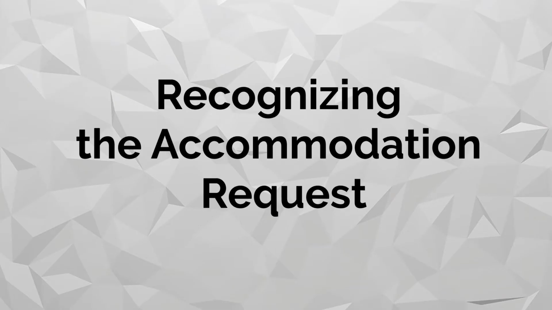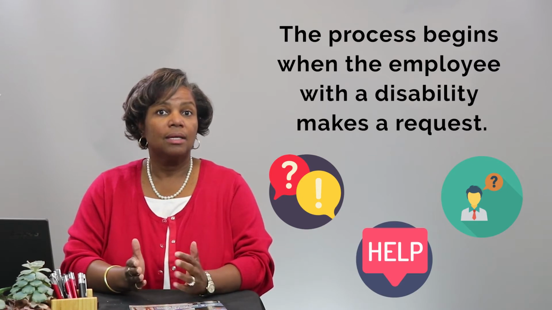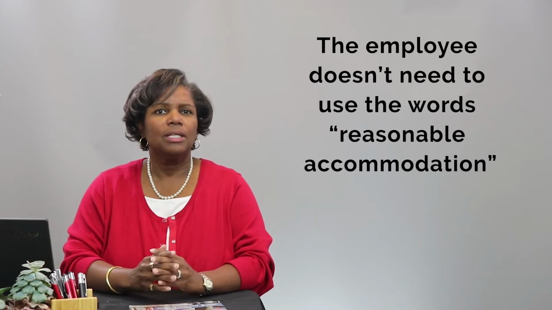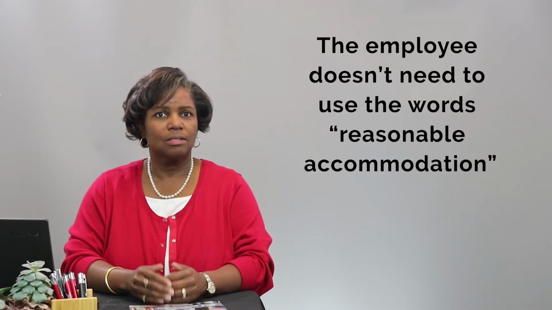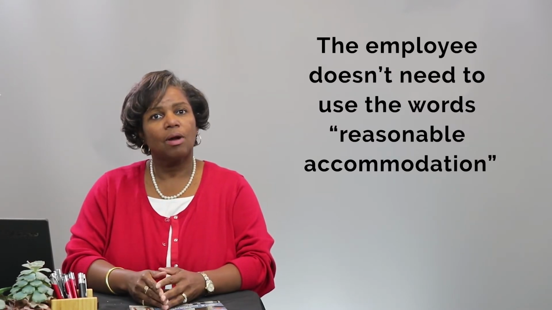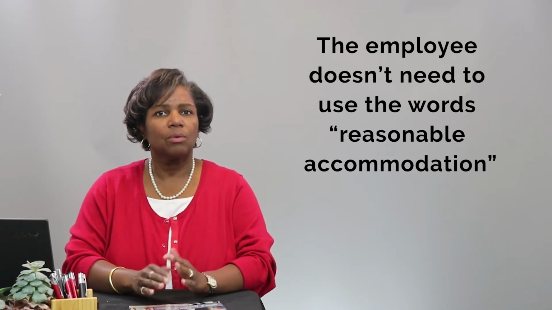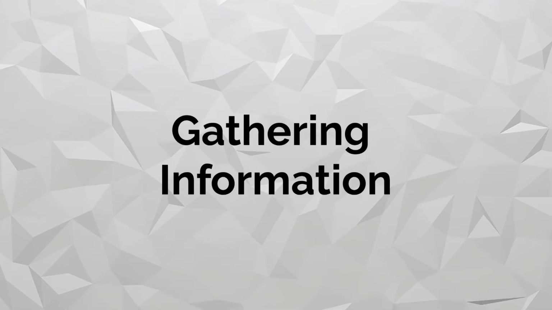Step 1. Recognizing the accommodation request. The process begins when the employee with a disability makes a request. The request can come in various forms. The employee does not have to say the words reasonable accommodation. If an employee mentions that he's having a problem related to a medical condition, determine if the employee is making a request for an accommodation.